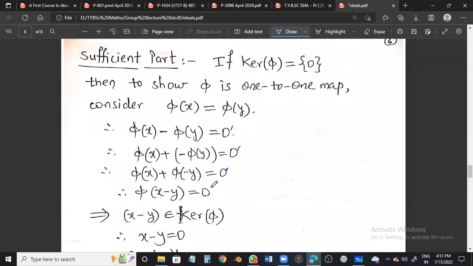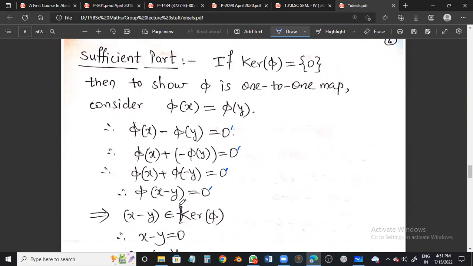This 0 is from the range set, so it must be 0 dash. So what you are getting is phi of x minus phi of y equal to 0 dash. But minus phi of y you can write this way: phi of x plus minus of phi of y. But minus of phi of y is the same as phi of minus y because it is a homomorphism. And lastly, you are watching that phi preserves addition, so I can write it as phi of x minus y. So what I'm getting, x minus y has image 0 dash.